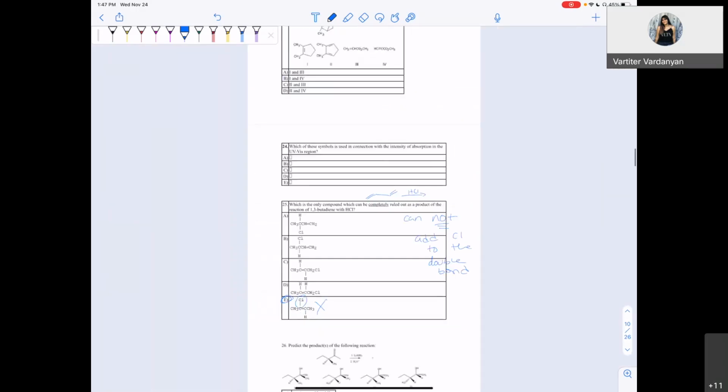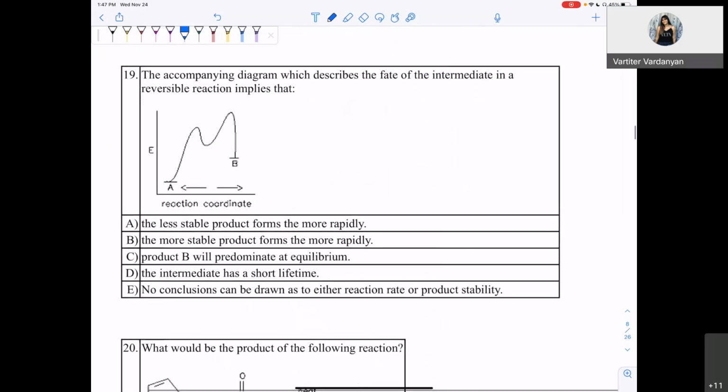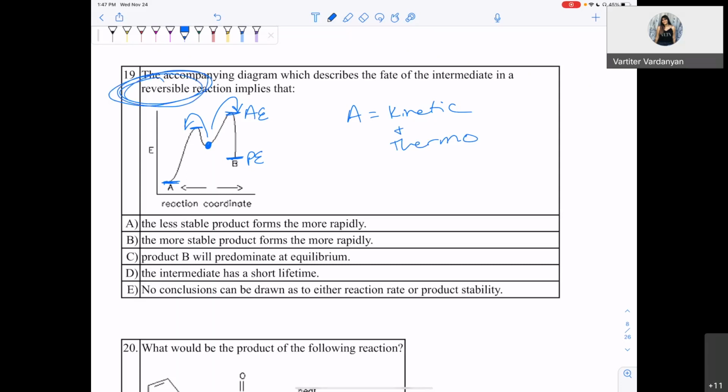And this one has to go back to 19 after this one. Okay. So this guy is the starting material. We could go this way or we could go this way. This is the activation energy. This is the potential energy, right? We know the one with the lowest activation energy is the kinetic product. So A equals kinetic. And the lowest potential energy is the thermodynamic product. So this one is also the thermodynamic. So it's asking which of the following is true in a reversible reaction.